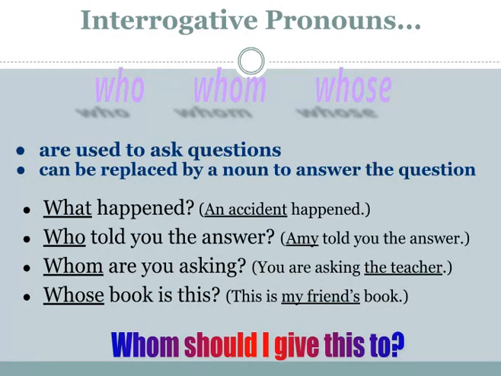An accident happened. Who told you the answer? I don't know who told you the answer. That's why I'm asking. But if Amy told you the answer, then Amy would be the implied antecedent, or whoever the answer to that question is.